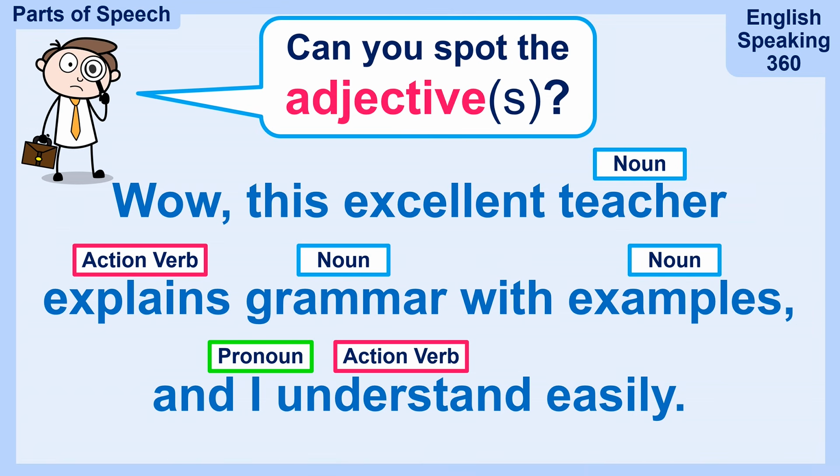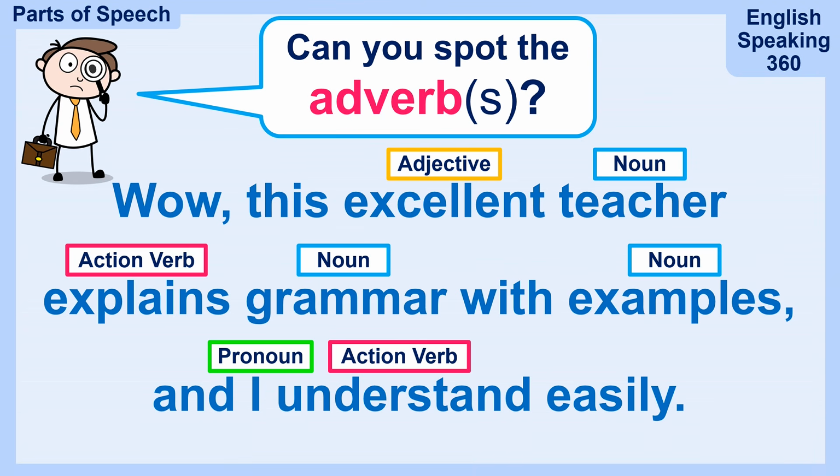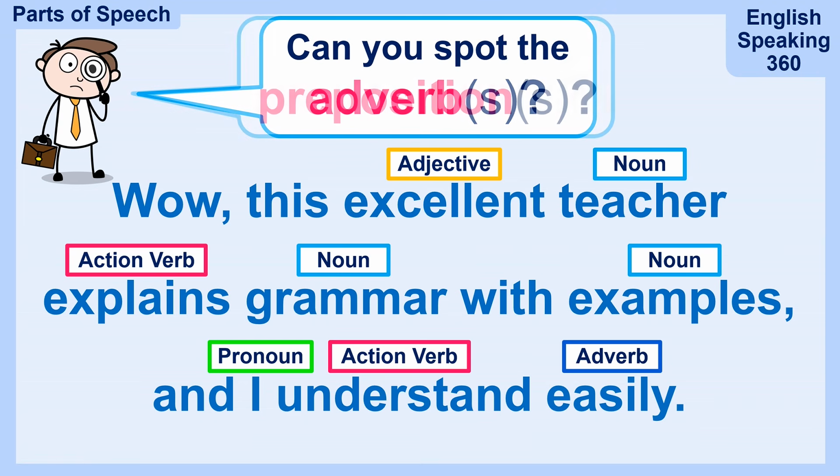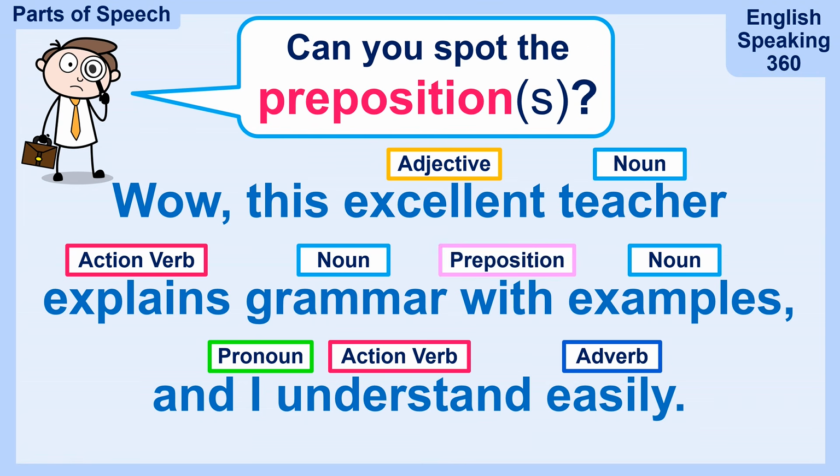Can you spot the adjective or adjectives? There is only one adjective in our sentence. It is "excellent." "Excellent" is a descriptive adjective. Can you spot the adverb or adverbs? "Easily," that is the only adverb in our sentence. Can you spot the preposition or prepositions? In our sentence, "with" is a preposition.